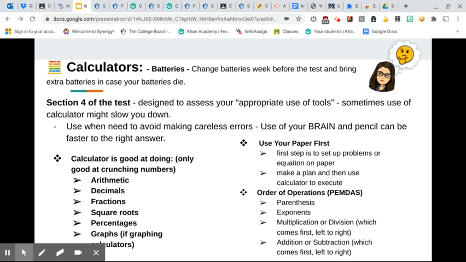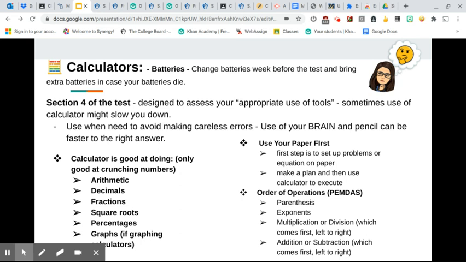Section 4 of the test, like I said, is the calculator portion of the test, and it is designed to assess your appropriate use of the calculator. You should be able to perform the calculations without a calculator. Sometimes it's easier to get through the test faster without a calculator. So if you can solve the problem without a calculator, I advise that you do so. Remember, a calculator is used to avoid making careless errors. So use your brain and your pencil.